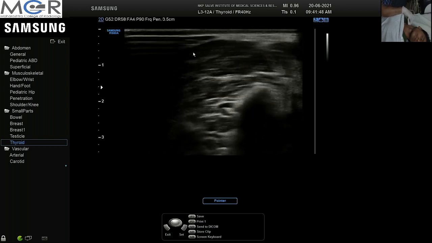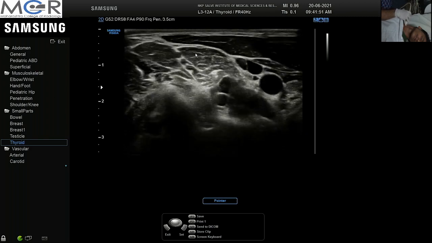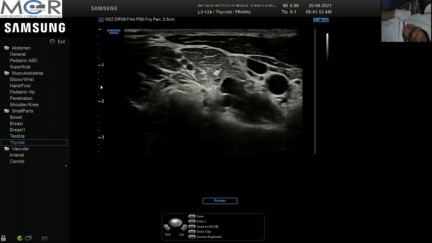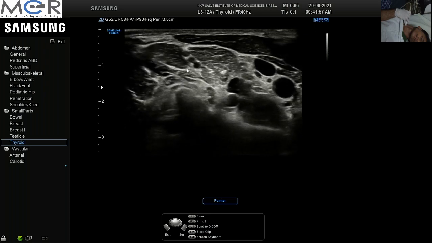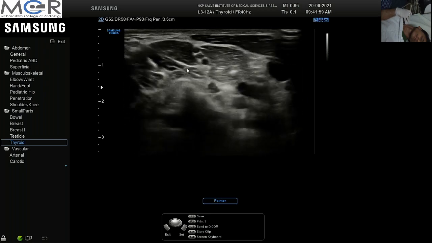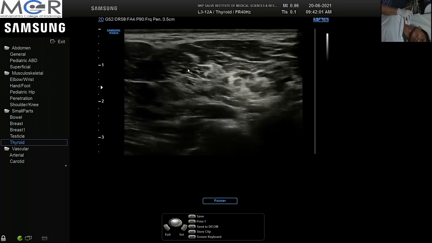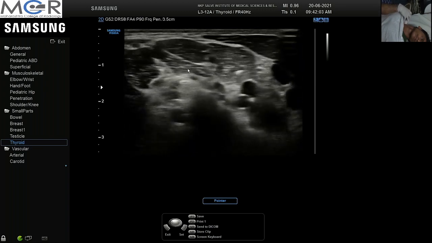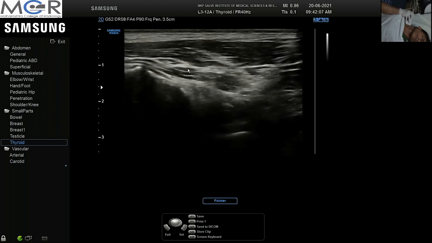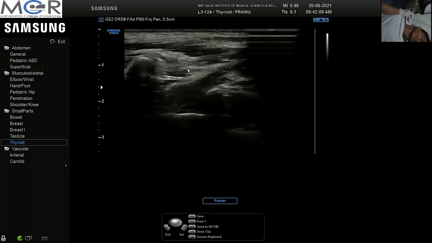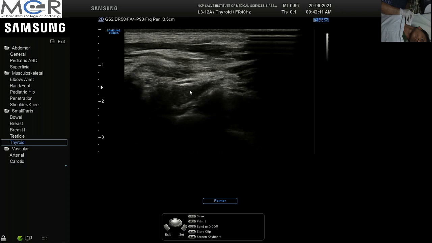So between the scalene muscles, I can see the brachial plexus. If a brachial plexus schwannoma is there, we can trace these nerve roots to the spinal canal. Like I am just turning my probe longitudinally here, and here I am seeing the nerve roots exiting from the spinal canal.